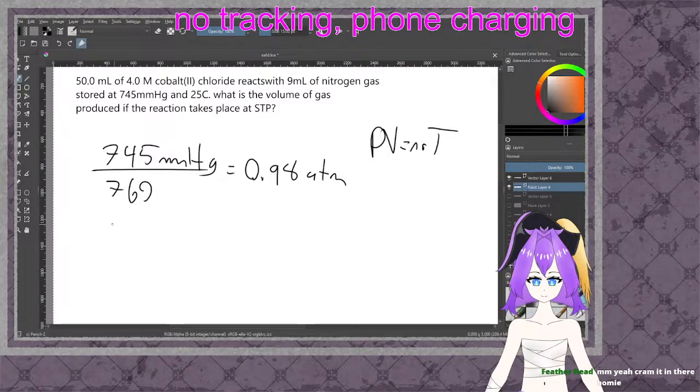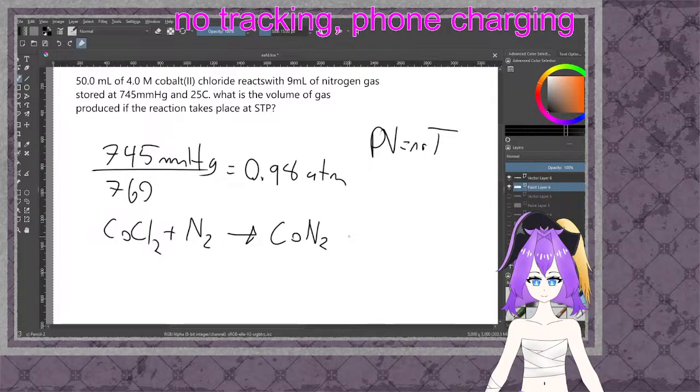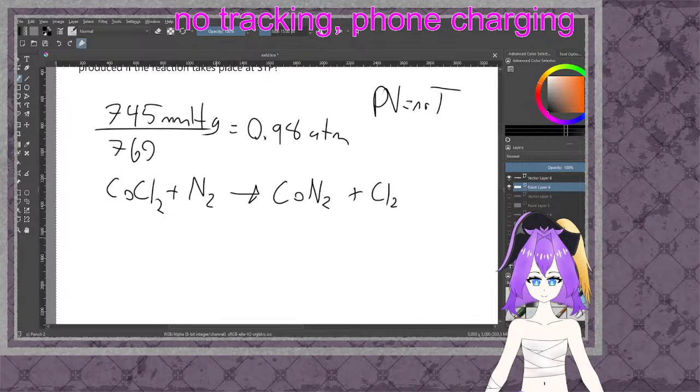Alright, so cobalt 2, I think like CO. Yeah, CO. It's a charge of 2, as always. COCl2 plus N2. Oh, this is a really easy equation. It's CON plus Cl. Chlorine is a gas. Okay, there we go. So 2, 2, 2. This is all balanced out. Don't need to worry.